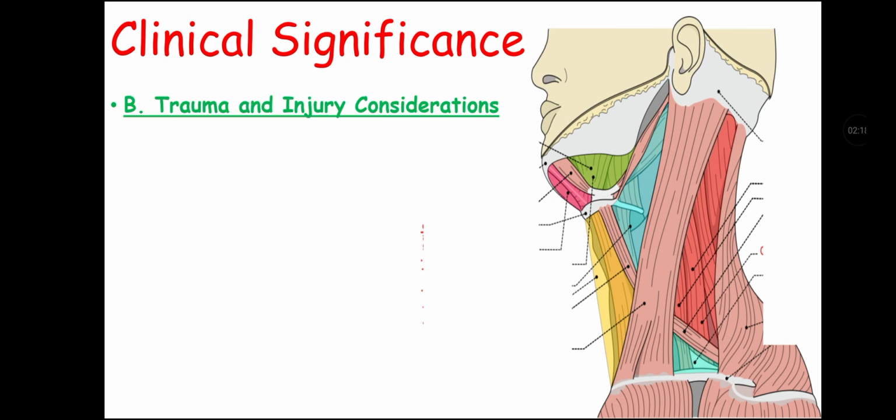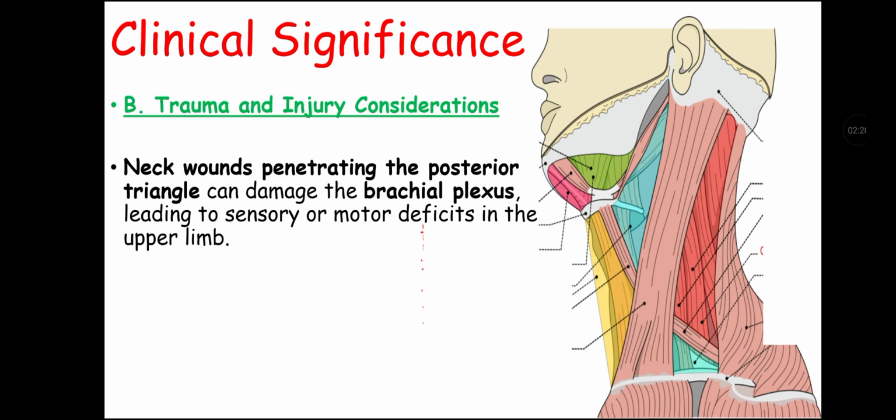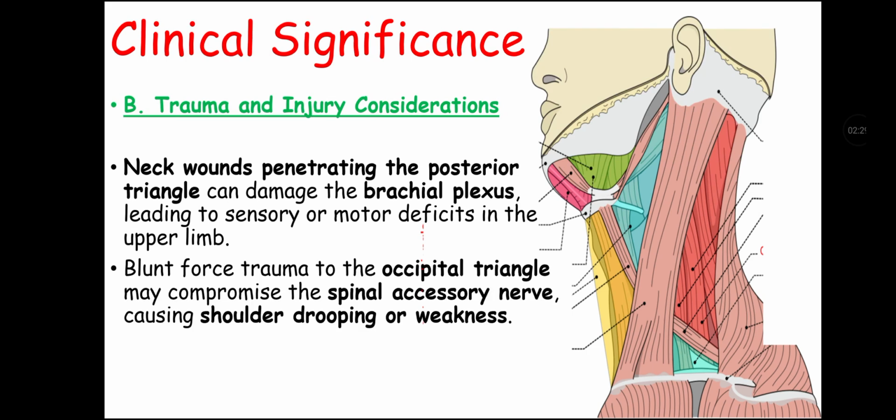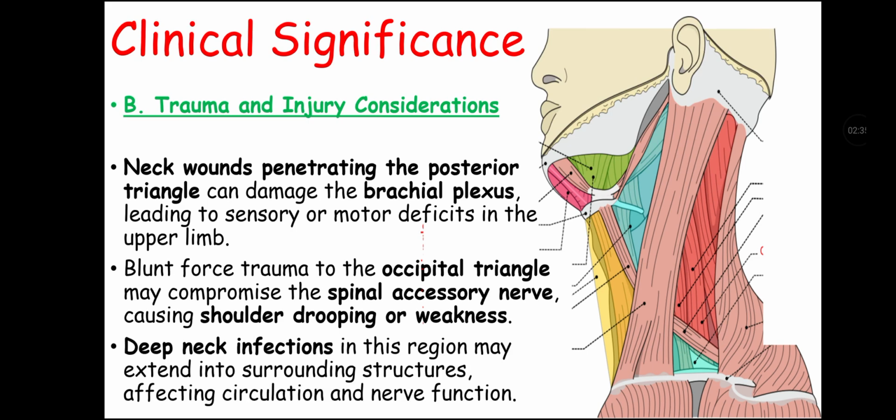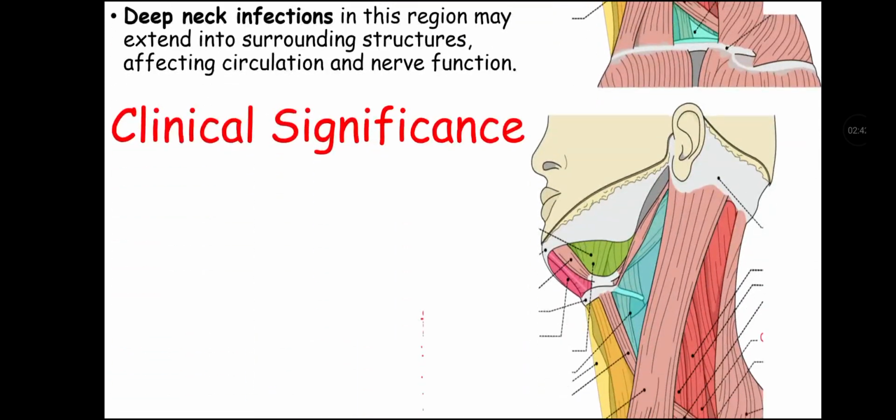Second clinical significance is trauma and injury consideration. As neck wound penetrating the posterior triangle can damage the brachial plexus leading to sensory or motor deficits in the upper limb, and blunt force trauma to the occipital triangle may compromise the spinal accessory nerve causing shoulder drooping or weakness. And the deep neck infection in this region may extend into surrounding structure affecting circulation and nerve function.